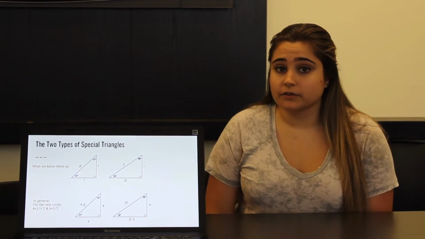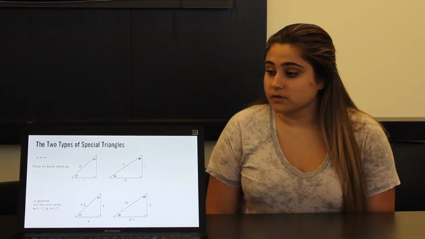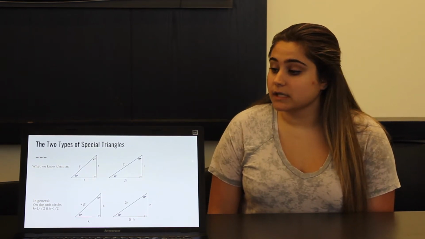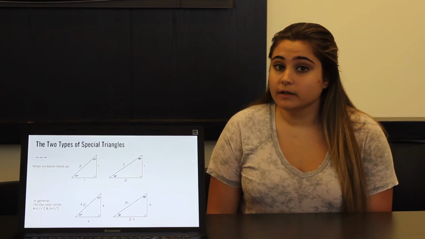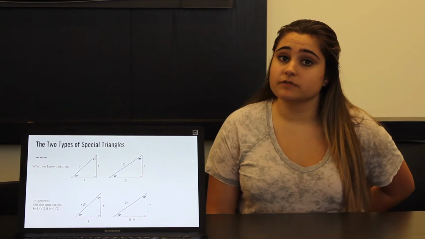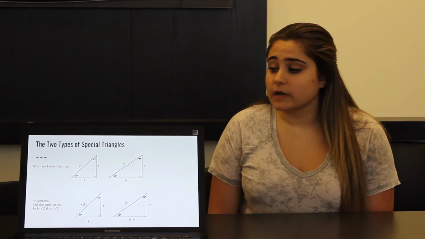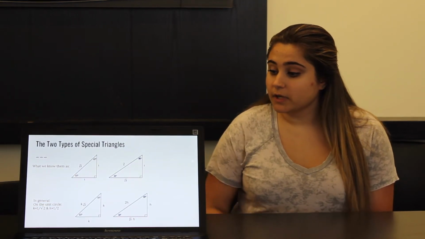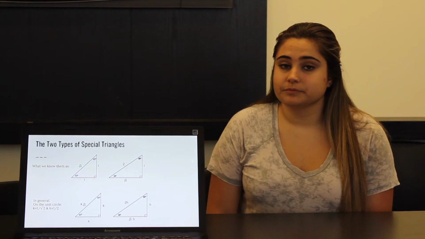Our other special triangle has acute angles 30 and 60. The side lengths are root 3 and 1, and the hypotenuse is 2. Again, we can't have a hypotenuse of 2 on a unit circle. We have to have a hypotenuse of 1, so we multiply all 3 sides by 1 over 2.